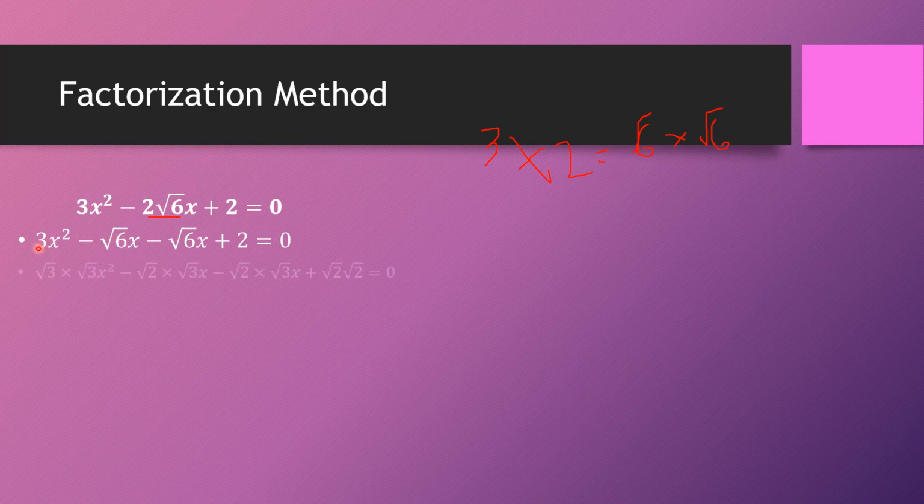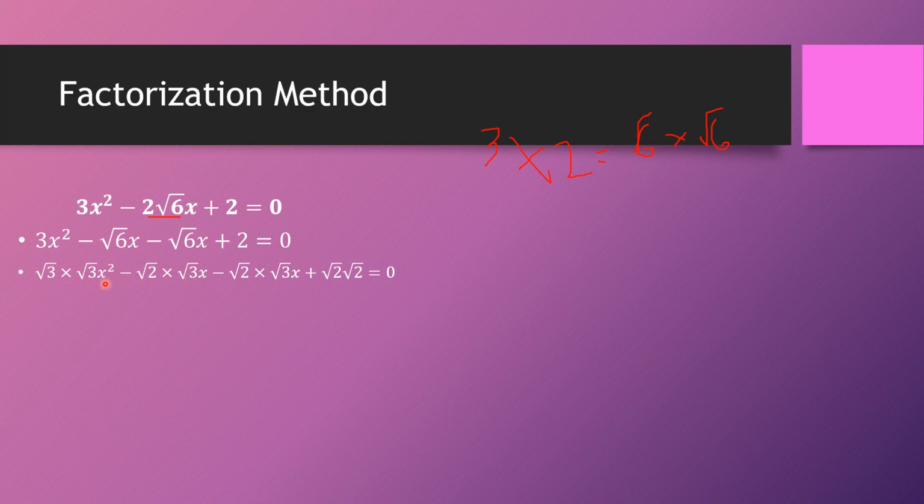Now 3 can be written as root 3 into root 3. Root 6 can be written as root 2 into root 3. Similarly, root 6 is written as root 2 into root 3. 2 is written as root 2 into root 2. I have simplified so that it becomes easy for you to take common. So what is common over here?